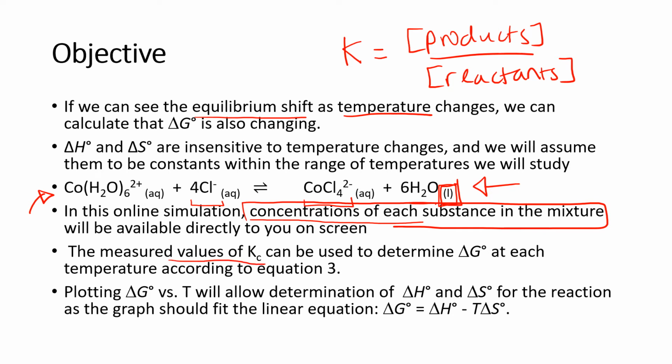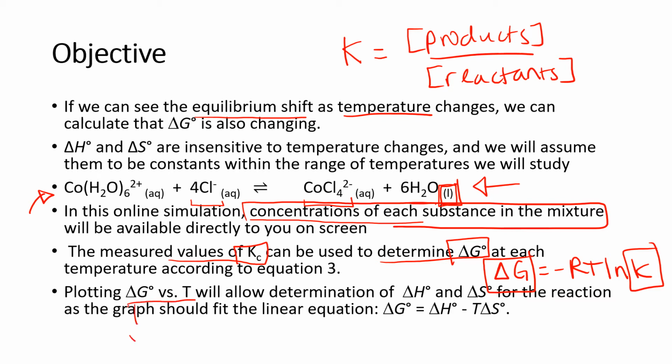These measured values of your Kc that you determine can be used to determine delta G. As I stated, remember, this relationship right here is the one that allows us to connect our K to our delta G. From there, you will calculate all of that, and then you will plot your delta G versus T. So your delta G will be your Y, and your T will be your X. And the reason for this is because it will fit this equation right here. The line that you generate from this graph will fit that equation right there.